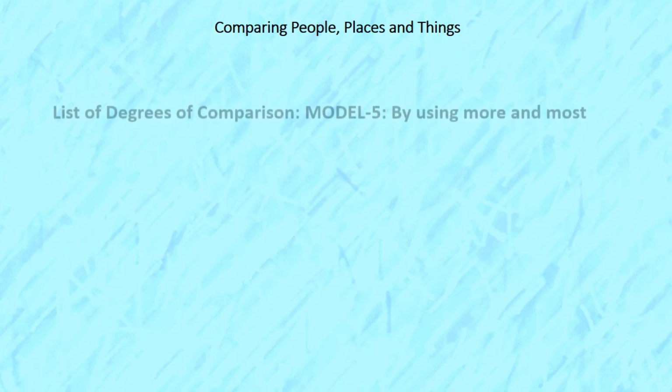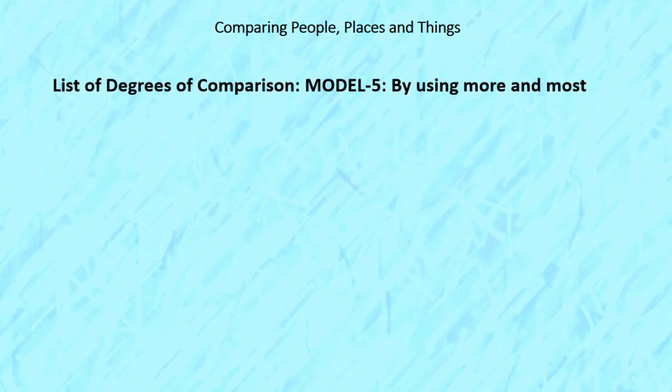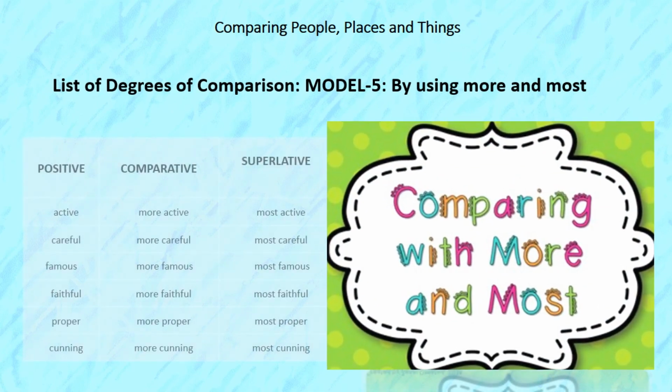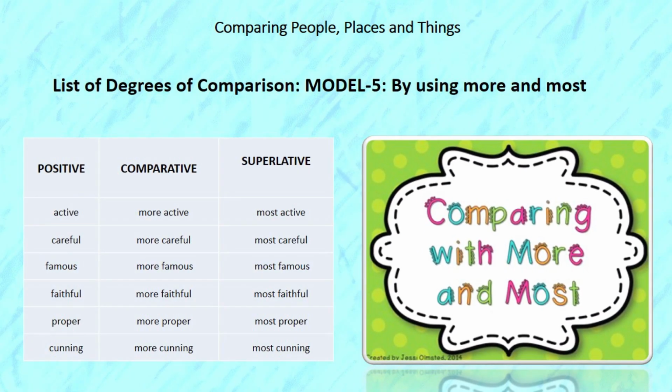The fifth model is totally a different one. Here we use more or most. We use two different words to change the positive degree to comparative or the superlative. The positive degree active becomes more active, and in the superlative form it becomes most active. Careful in the positive form becomes more careful in the comparative form and most careful in the superlative form.